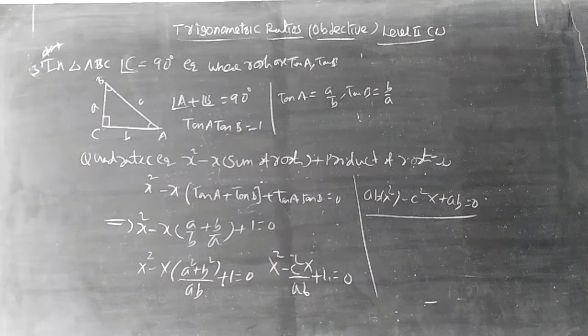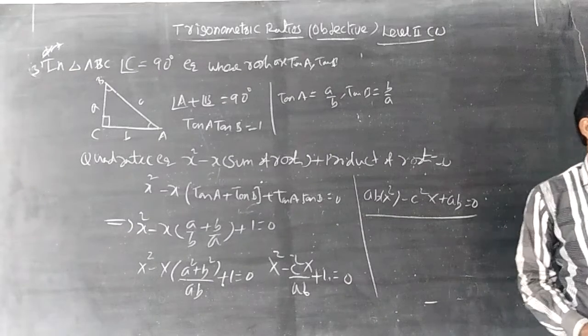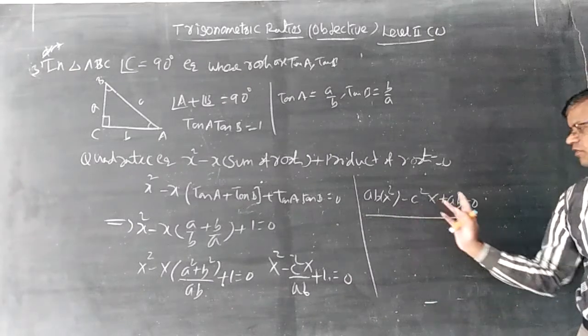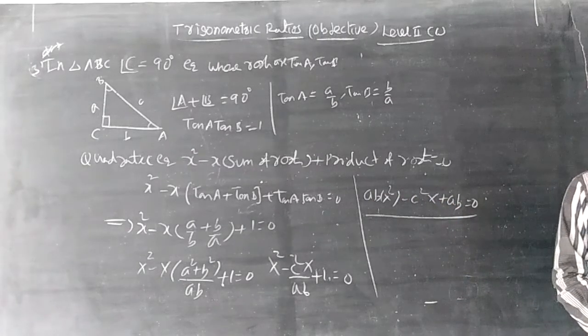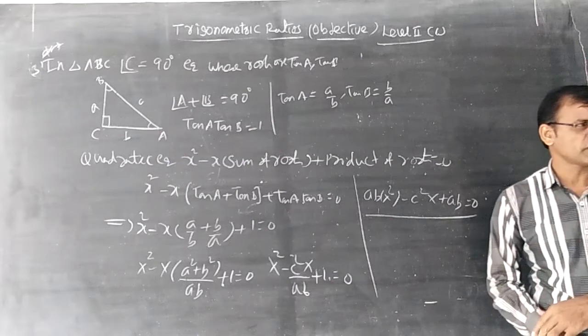ab into x square minus c square x plus ab equal to 0. A shortcut is also there for this, no need to say this much. Do you know the product of roots formula, c by a? ab by ab becomes 1. So whenever it becomes 1, A plus B is equal to 90.